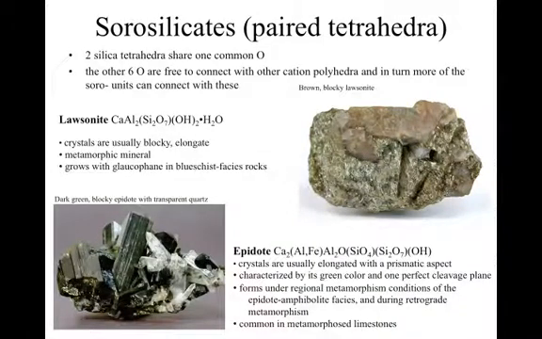The sorosilicates are the paired tetrahedra. They include a common metamorphic mineral called lawsonite that occurs with glaucophane in subduction zone rocks. And they include epidote, which is found in metamorphic and igneous rocks, particularly when calcium is an important component of those rocks.